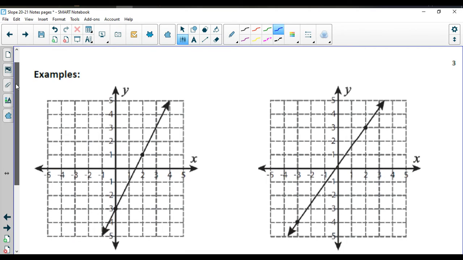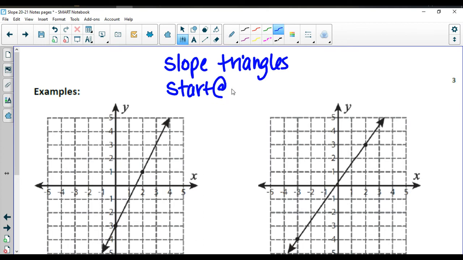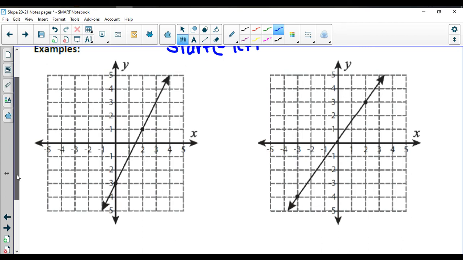So we're on to the next page now. We are going to create on this page what are called slope triangles. We are always going to start at the left side of the line. So we are going to take a look at this graph and note that there are 2 points that are actually marked for us here.